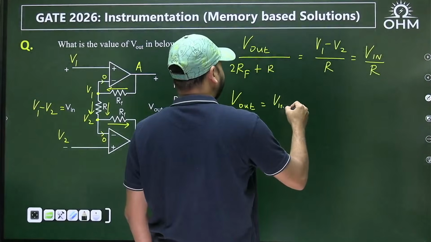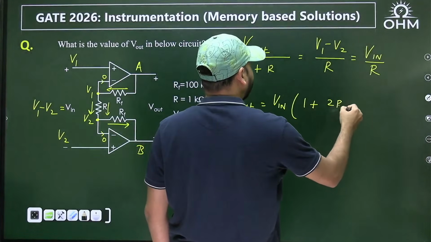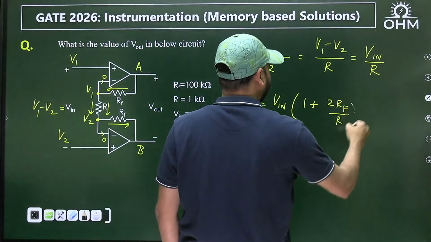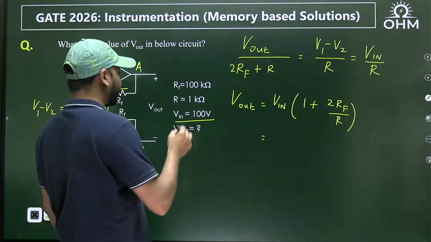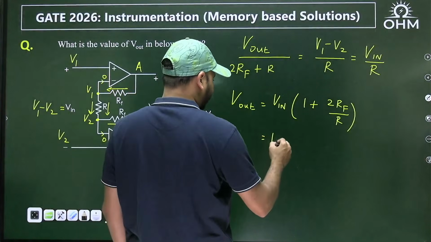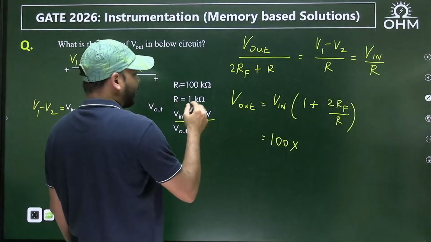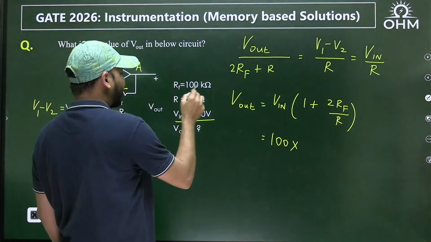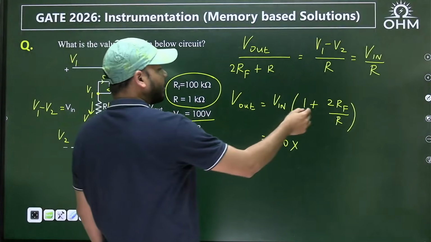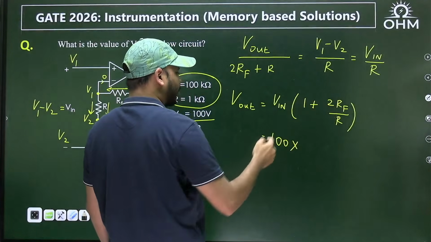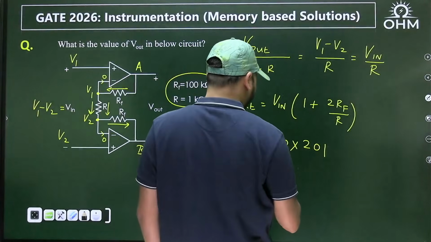Okay, so what is Vout? It is Vn times 1 plus 2RF by R. I just have to plug in the values into this expression. Vn is what? 100. So 100 into 1 plus 2RF by R. RF by R is what? 100K by 1K, which is 100. 2 into 100 plus 1, 201. So 100 into 201.